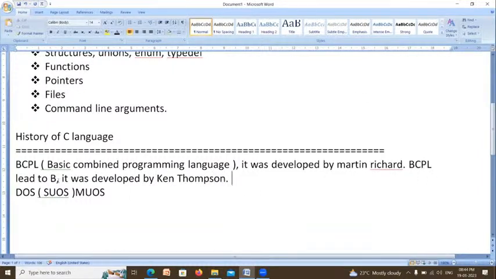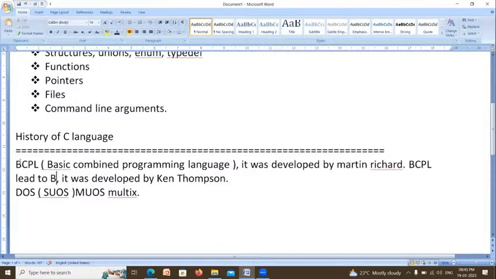What is the motto of developing the B language? Their aim was to build a multi-user operating system. By using B, they developed one multi-user operating system called Multics. Now you are using Unix operating system, Linux operating system. Multics is the first multi-user operating system.